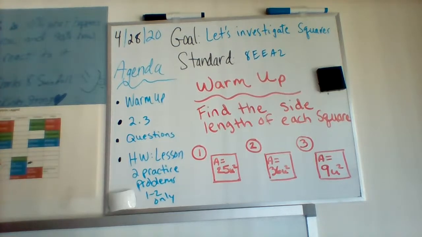Okay, that leaves number 3. And if you guys could agree or disagree with Thais, that would be great. Do you believe also that for 2, the side length of the square is 6?